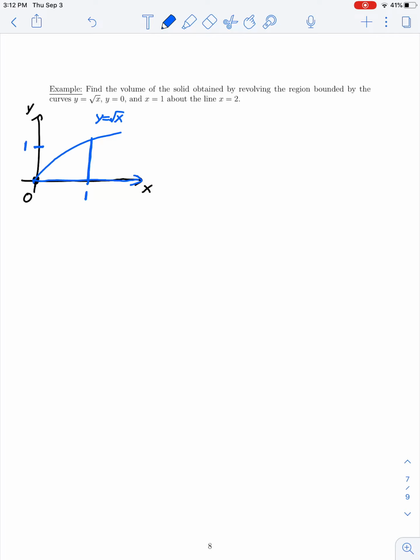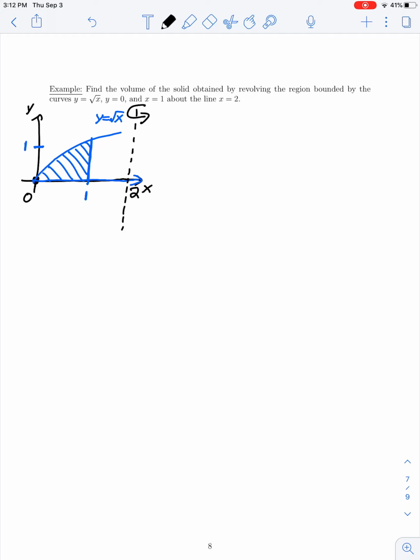So we see that we're looking at this shaded region here. And we're told to revolve this region about the line x equals 2, which would be the vertical line passing through x equals 2. So we want to revolve about this line.